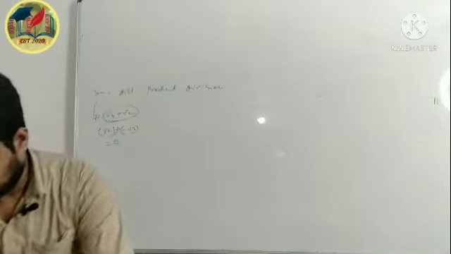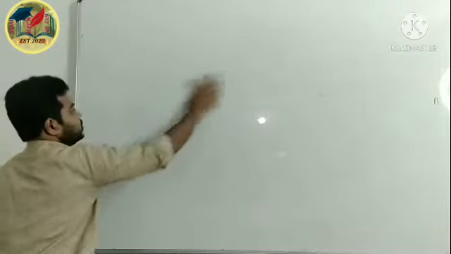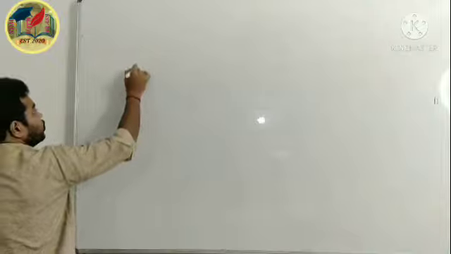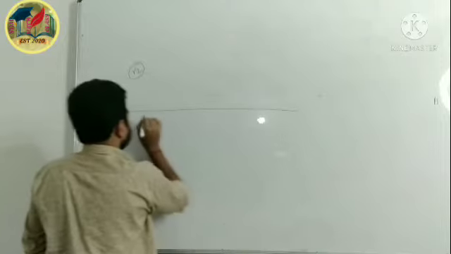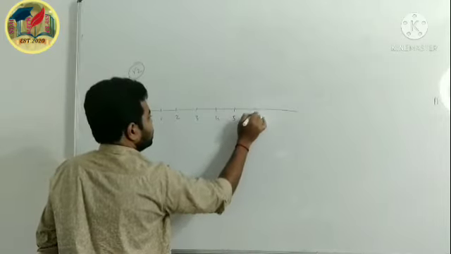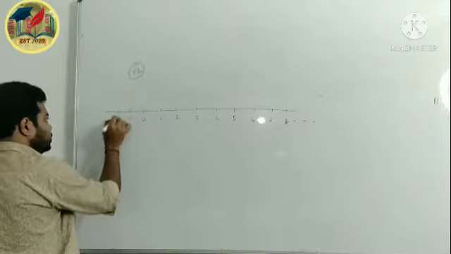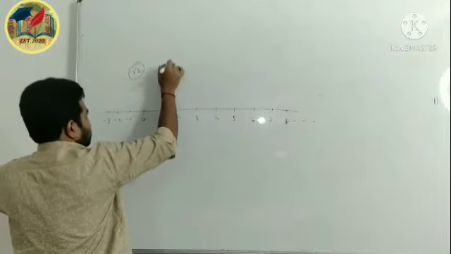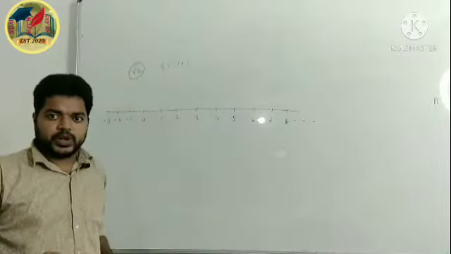Now we express an irrational number on the number line. Suppose we express root 2 on the number line. Suppose we consider a number line 0, 1, 2, 3, 4, 5, 6, 7, 8 and so on, and minus 1, minus 2, minus 3 and so on. At first our target is to express 2 as a sum of two numbers. It is 1 plus 1, which are two perfect square numbers.